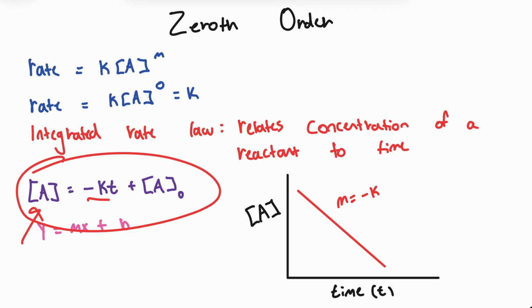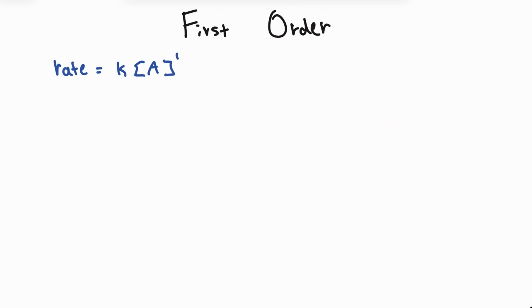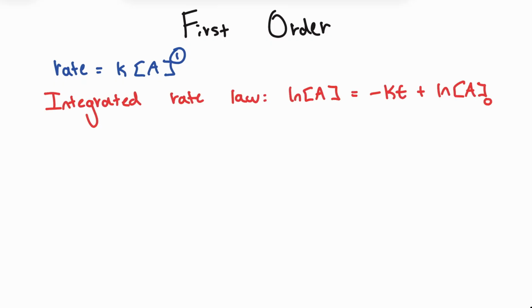Now, for 1st order reactions. For our 1st order reaction, the rate is going to equal our rate constant times our reactant this time, because we're raising it to the 1st power, so that's not going to turn into a 1. Our integrated rate law for a 1st order reaction is as follows. As you can see, this differs from the 0th order rate law, because our simplest graph for a 1st order reaction is not going to be a straight line.